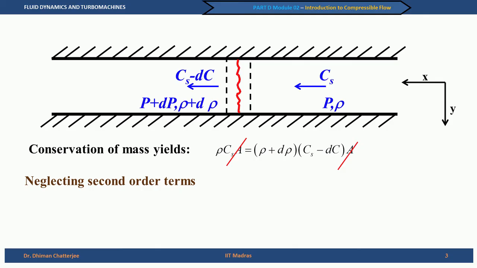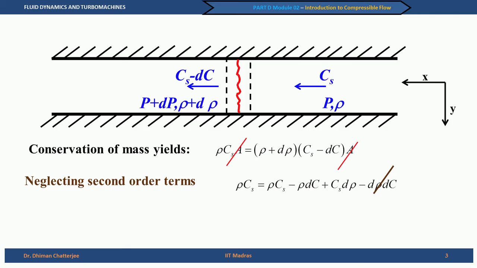We can do that and we can neglect the second order terms, that is the term which contains d rho d c. If we neglect the term d rho d c, because these are going to be small, we have assumed that d c is an infinitesimally small change in the velocity, and then the corresponding small change in density is d rho, and hence their product will be much smaller. This is a very standard practice in deriving analytical expressions in mechanics.